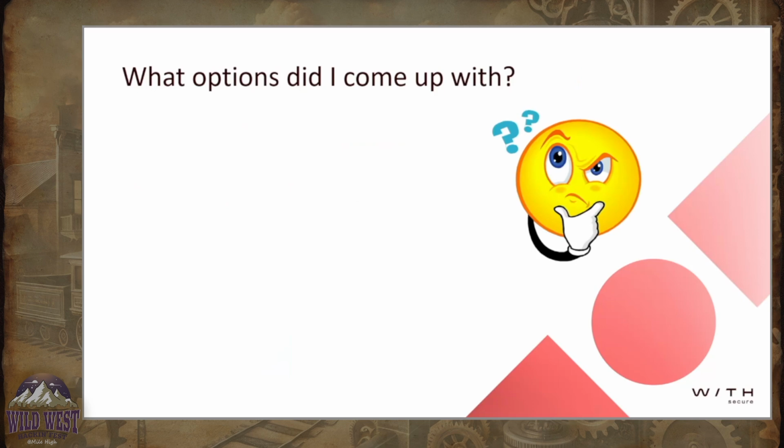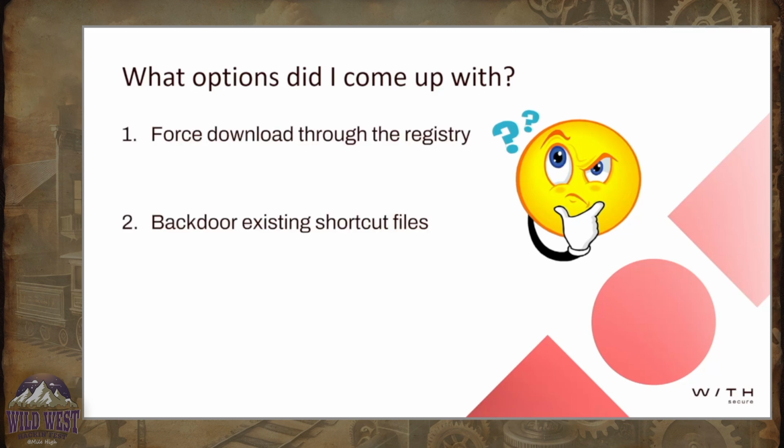So what options did I come up with? Well, I came up with 3 different ways we could do this. The first 2 involve trying to load a vulnerable extension that we can exploit, if there's not already something vulnerable on there. And the third one is exploiting what we've already got. So the first one is forcing a download of an extension through the registry. The second is backdooring an existing shortcut file. And the final one is enumerating installed extensions.